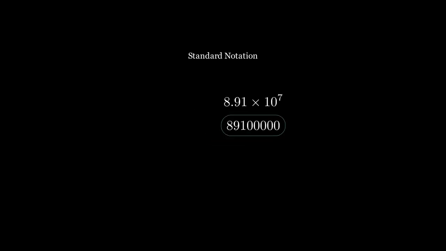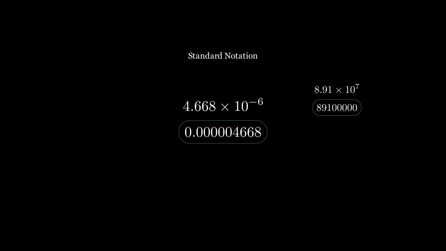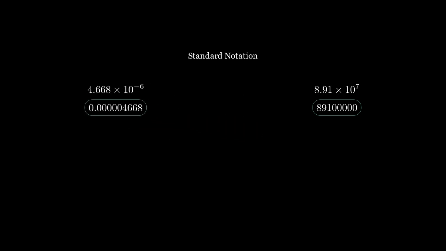Let's see another example of converting a number from scientific notation to standard notation. Let's say we have 4.668 times 10 to the power of -6 in scientific notation. The exponent is negative in this case, so to convert this number to standard notation, we move the decimal point to the left by 6 places. So the number 4.668 times 10 to the power of -6 in scientific notation is equal to this in standard notation. Now that we have seen how to convert numbers from standard notation to scientific notation and vice versa, let's see how to perform calculations with numbers in scientific notation.